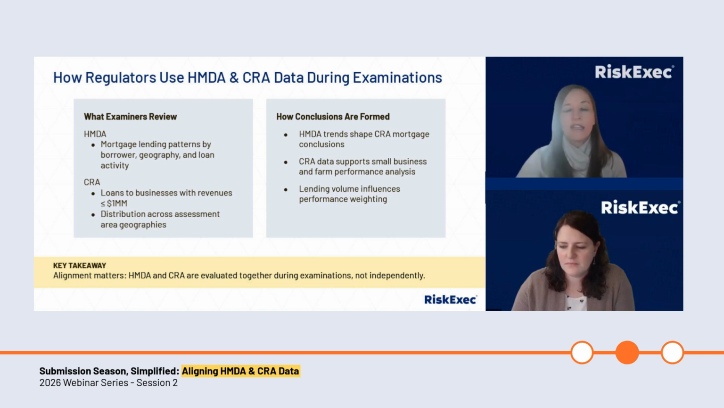The big takeaway here is that HMDA and CRA data are evaluated together, not independently. So they're looking at that data together, and alignment across those data sets helps examiners understand your performance quickly and reduces any follow-up questions that might be driven by confusion. So know what those distributions look like and what they're saying about your institution.